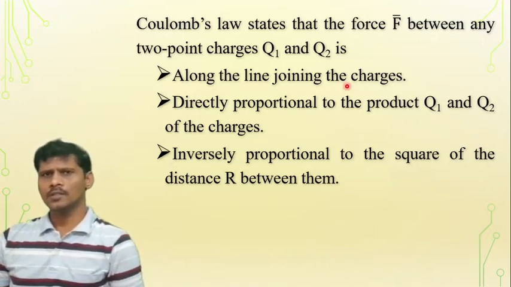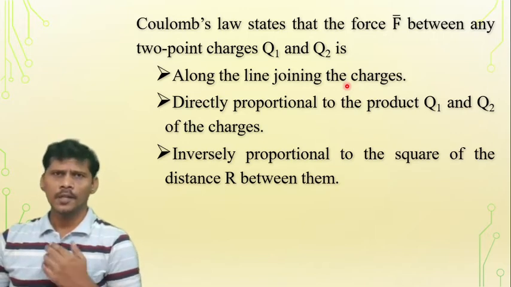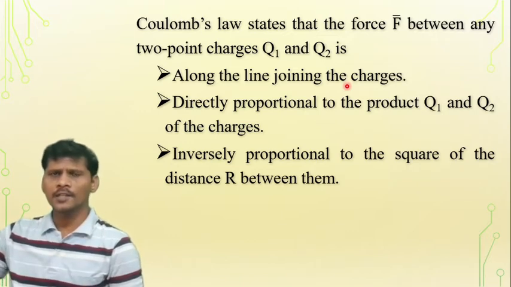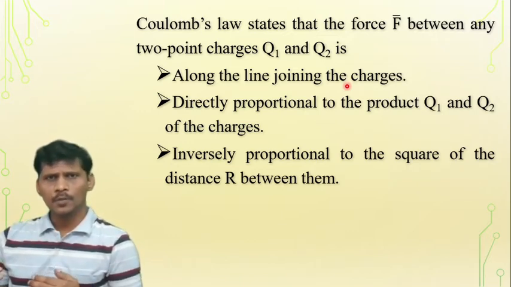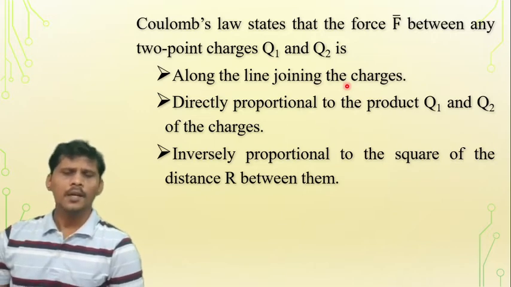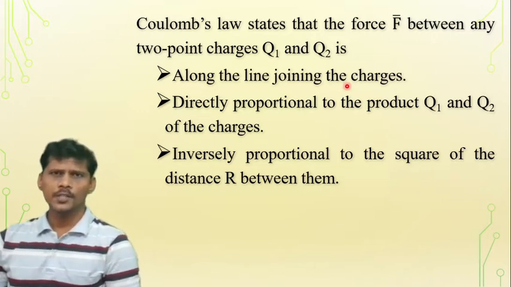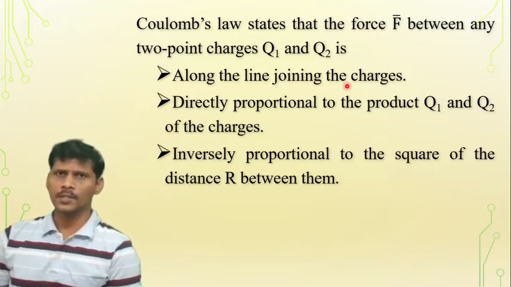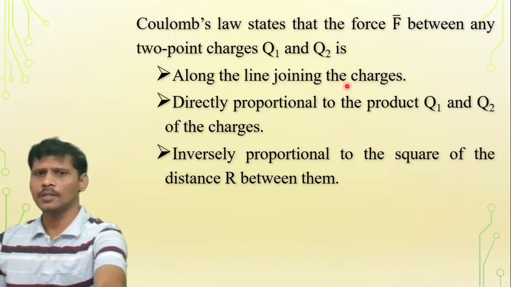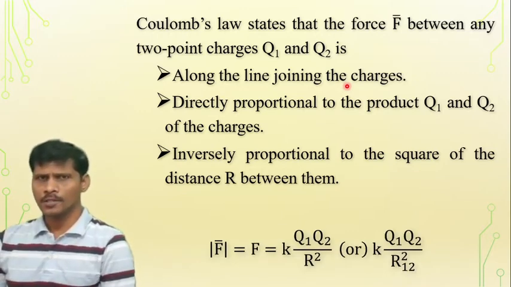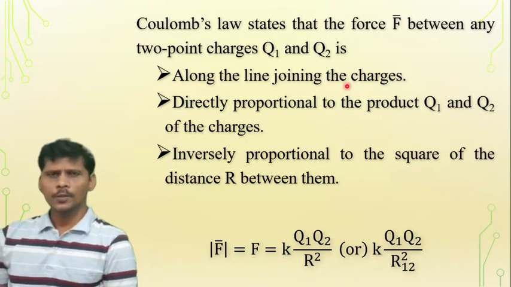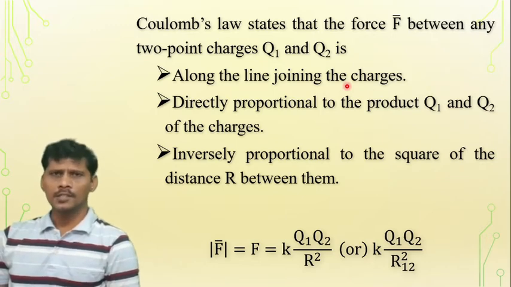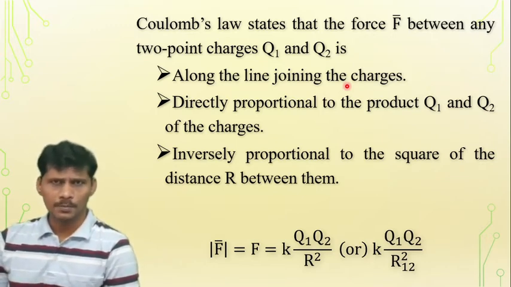Once again, the statement of Coulomb's law: the force F bar between any two point charges Q1 and Q2 acts along the line joining the point charges, is directly proportional to the product of the two point charges, and inversely proportional to the square of the distance between them. This statement can also be represented mathematically. Magnitude of F bar is equal to K Q1 Q2 by R square, where K is the proportionality constant, given by K equal to 1 by 4 pi epsilon naught.